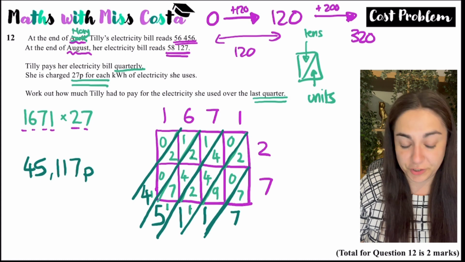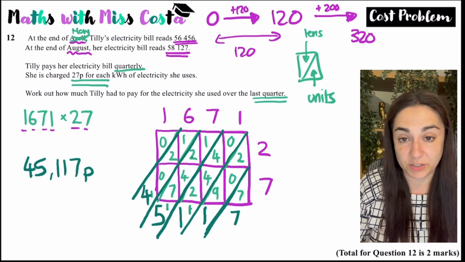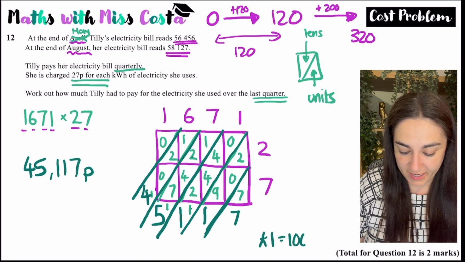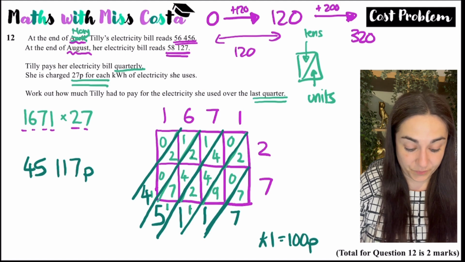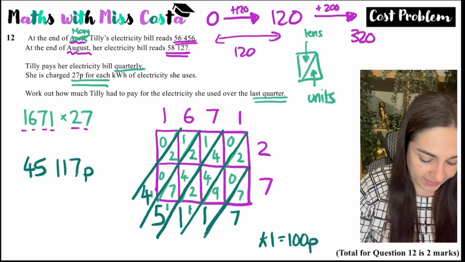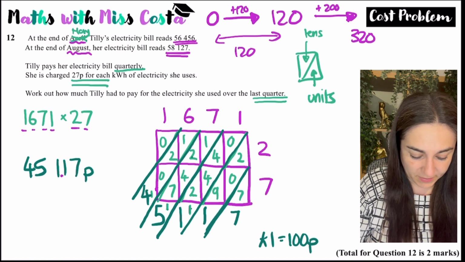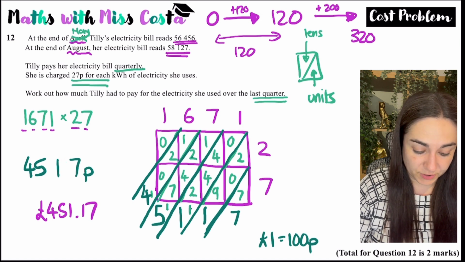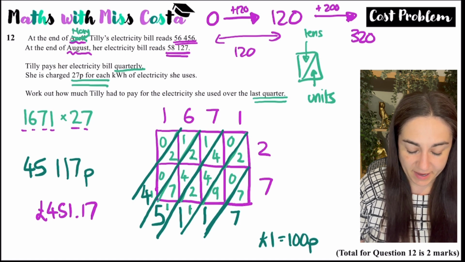It hasn't actually asked you for units, but if the question had asked you for how much she paid in pounds, you just divide it by 100, because £1 is 100 pence. So to divide by 100, I'd move everything one place value to the right. So I put the decimal point in over here. So divide by 10 and then divide by 10 again. That would be £451.17. But you don't have to do that. I'm just showing you what you can do if it had asked you to convert it into pounds.